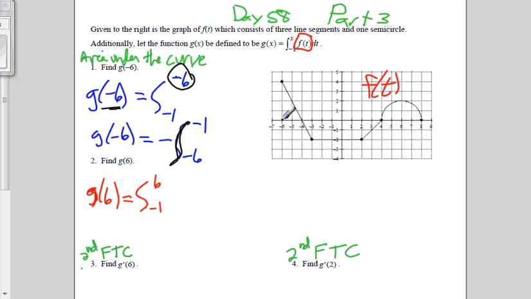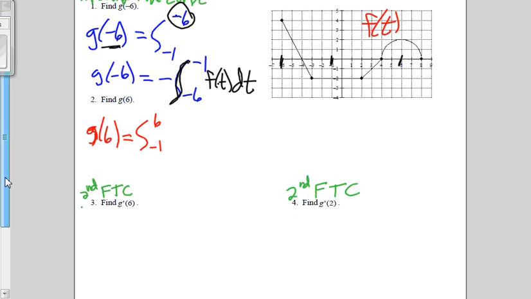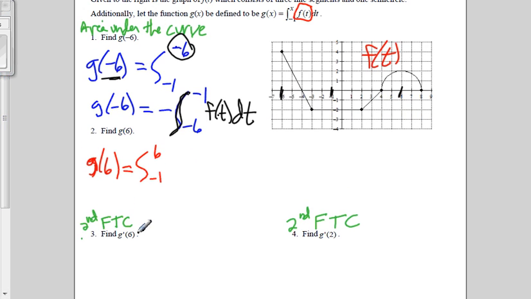So you would look from -6 to -1, find the area under the curve, and then put the negative out in front. And again, this is all of f of t dt. Okay, but that's the first part you're doing there. Number 2, same thing. It's from -1 to 6. So now you go from -1 all the way over to 6. And that was fine.